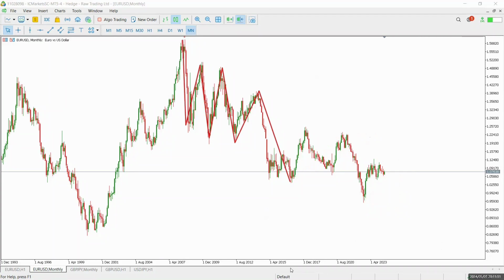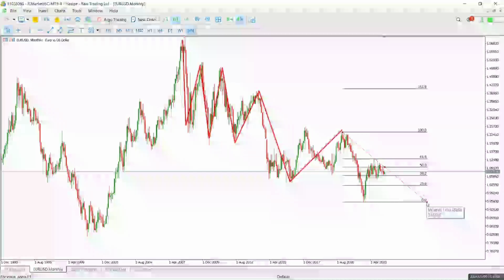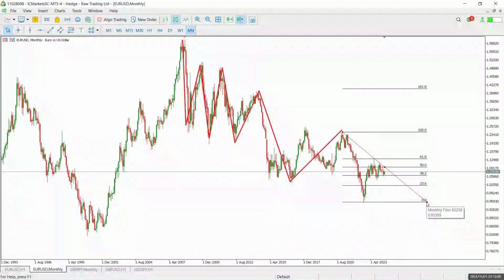So what are we going to do next? We are going to bring our Fibonacci to see if price is currently trading at any key reversal area. So we'll bring our Fibonacci from the high to the low. And we know that 61.8 is a key reversal area. And one thing we can see is that price has already gotten to 61.8. In fact, on the monthly, we can see that price has been rejecting 61.8.